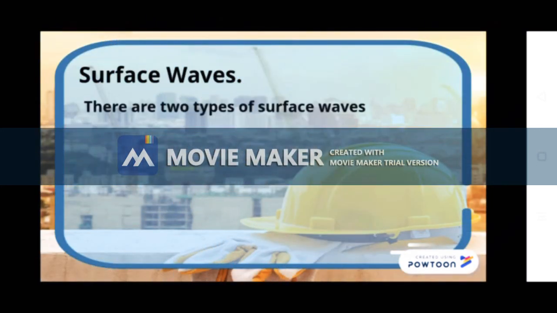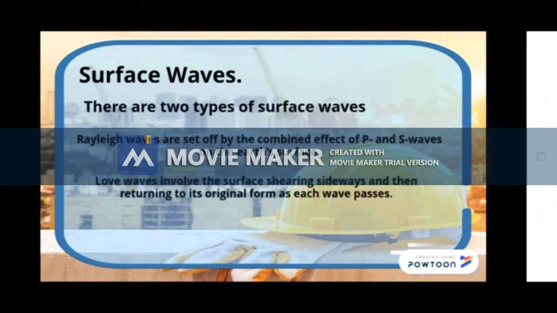Surface waves. There are two types of surface waves. Rayleigh waves are set off by the combined effect of P and S waves on the Earth's surface. Love waves involve the surface shearing sideways and then returning to its original form as each wave passes.